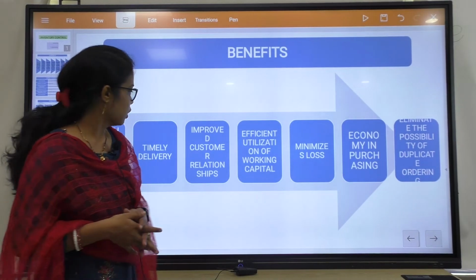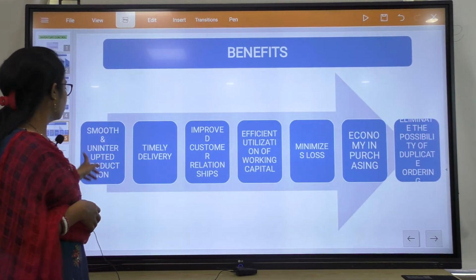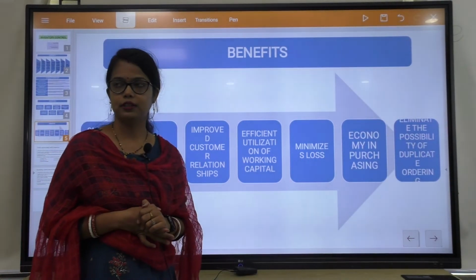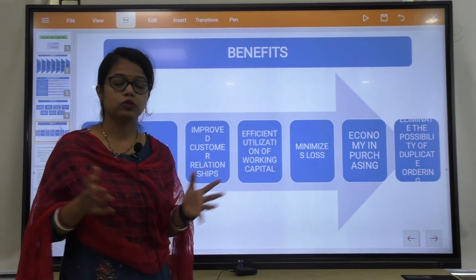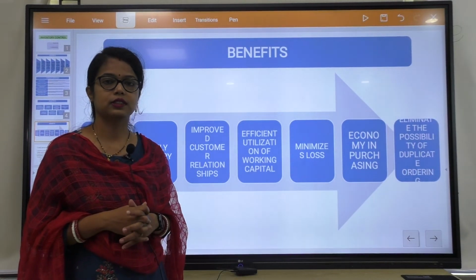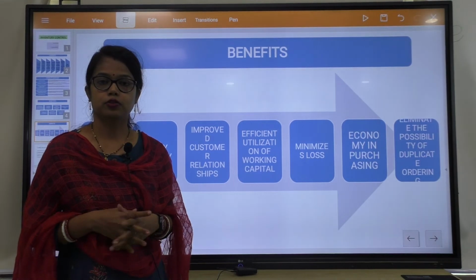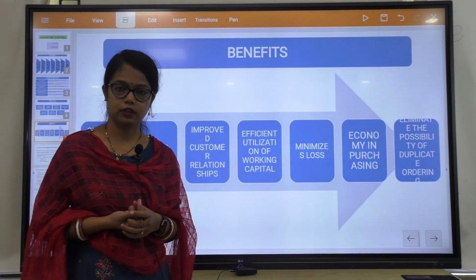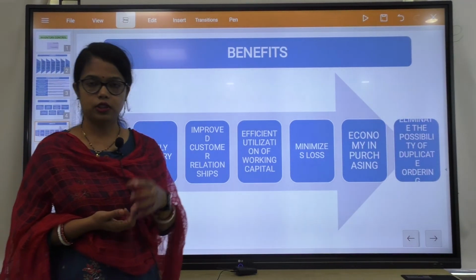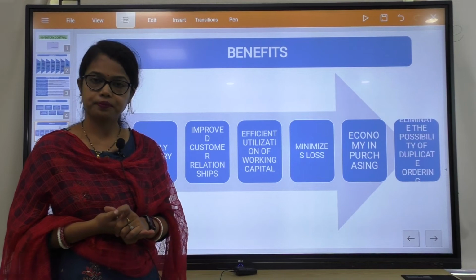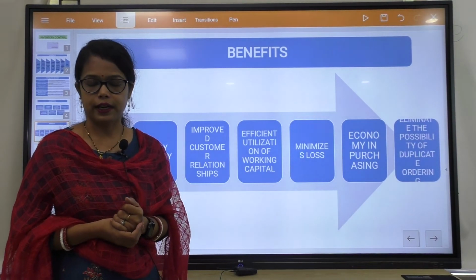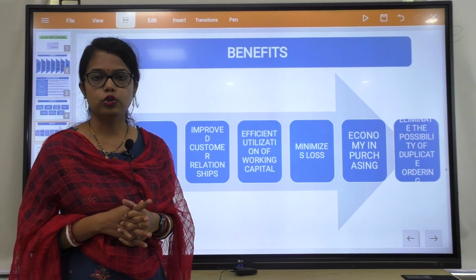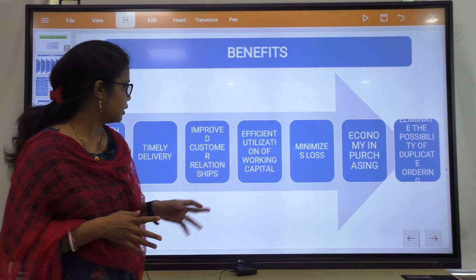We all should know. Then the first benefit is smooth and uninterrupted production. Smooth and uninterrupted means there is no bottleneck, there is no interruption in the production process, the production line is clear and the smooth production is there. That is most important. The production line should be clear and there is less interruption in the production process. If we are doing proper planning, then obviously smooth and uninterrupted production will be carried out.